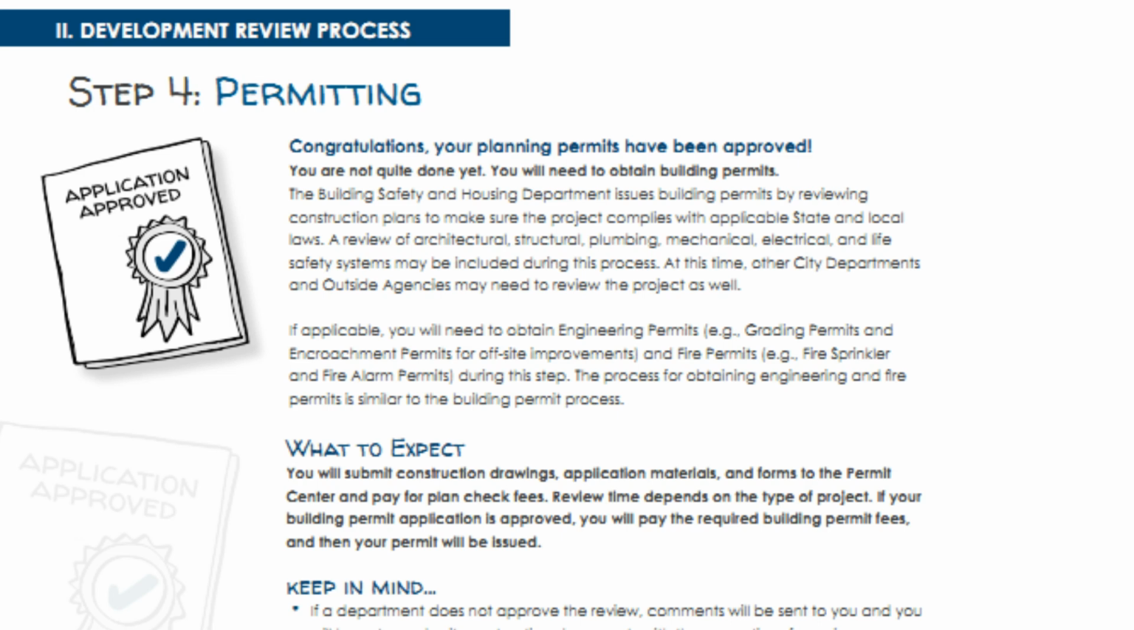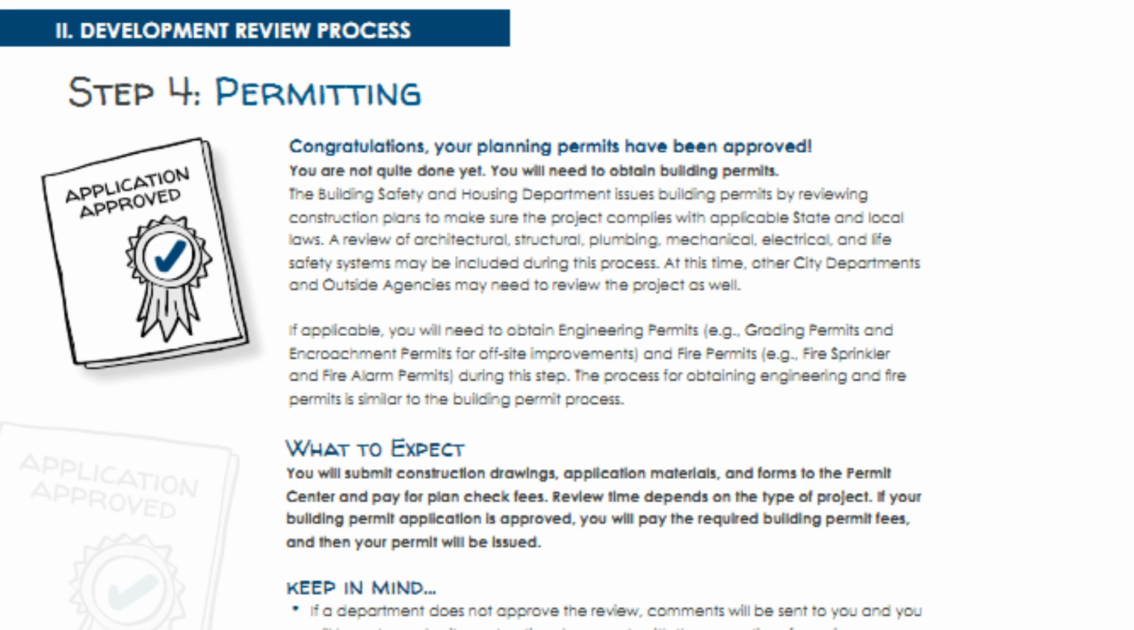A review of architectural, structural, plumbing, mechanical, electrical, and life safety systems may be included during this process. At this time, other city departments and outside agencies may need to review the project as well. If applicable, you will need to obtain engineering permits, for example, grading permits and encroachment permits for off-site improvements, and fire permits, for example, fire sprinkler and fire alarm permits, during this step. The process for obtaining engineering and fire permits is similar to the building permit process.